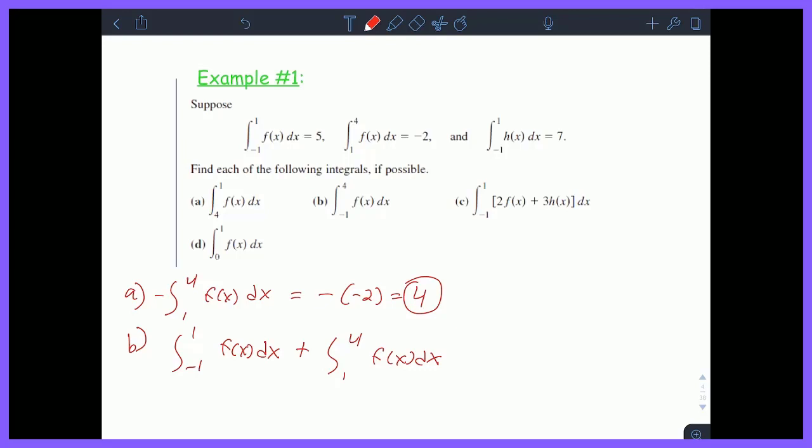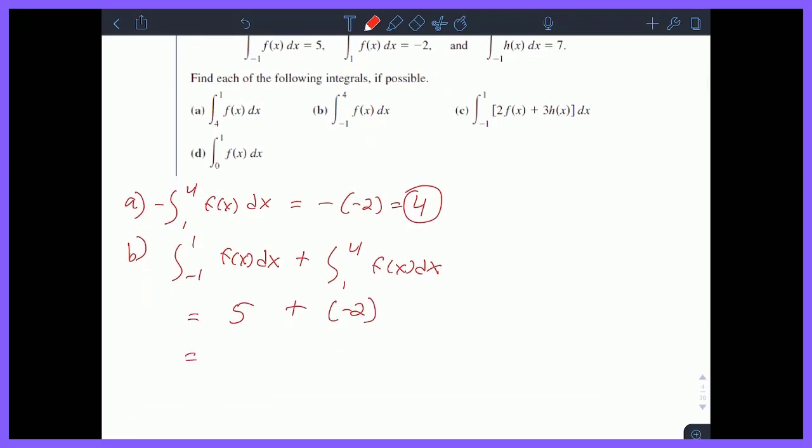So the integral from -1 to 1 of f of x dx is simply given to me as 5. And the integral from 1 to 4 of f of x dx is -2. So the answer is just simply 3. So the integral from -1 to 4 of f of x dx is 3.